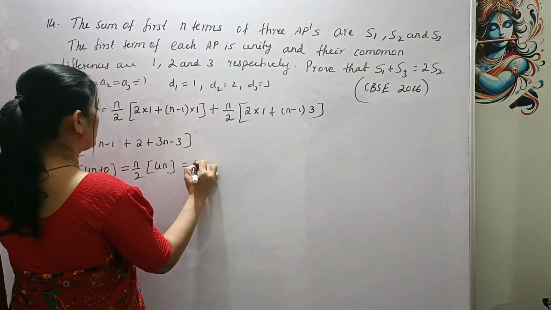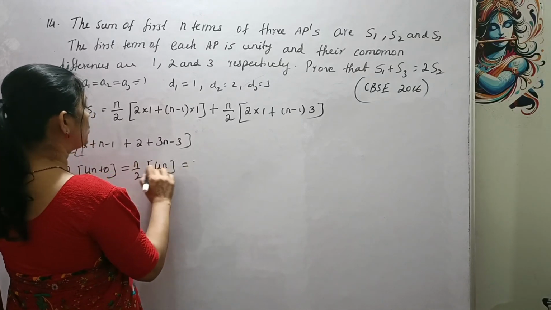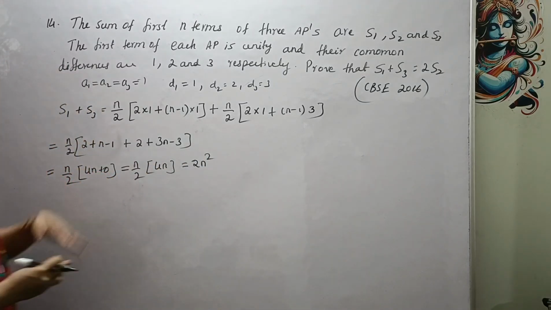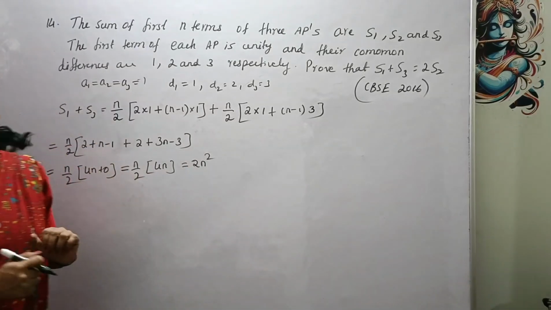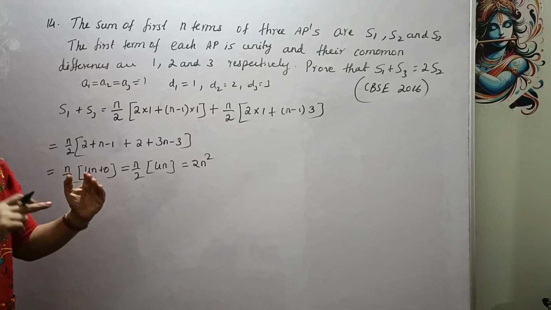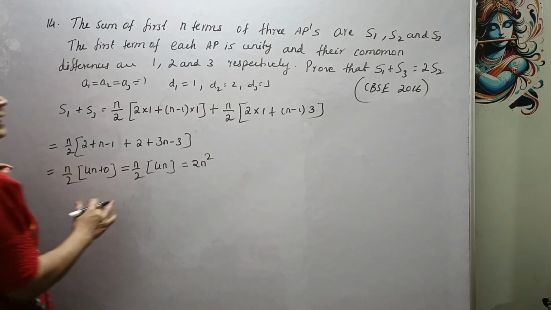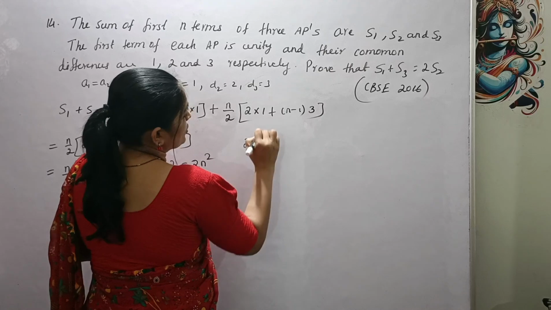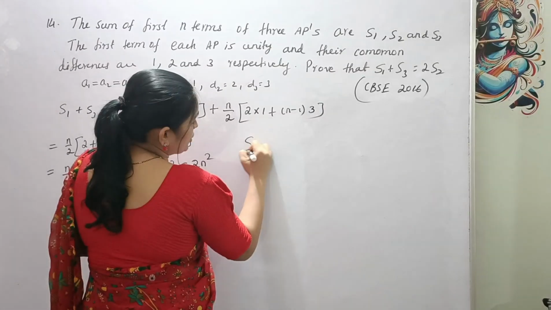So here 2 cancelled, then 2n square. Okay, we have got 2n square. LHS is 2n square. Now next we will find RHS. We have to prove LHS is equal to RHS. Let's find RHS, that is 2S2. Let's find first S2.